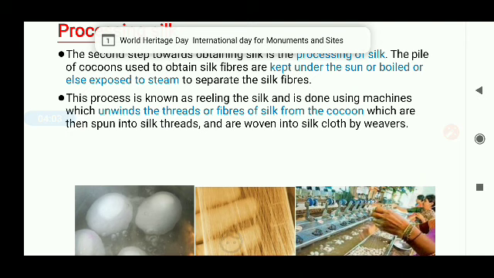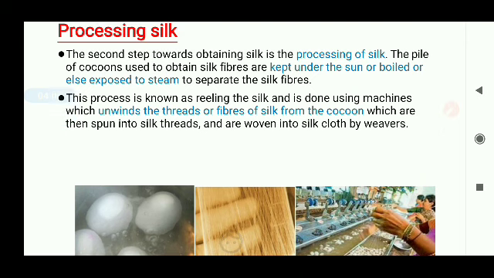In processing of silk, the pile of cocoons is used to obtain silk fibers. Here piles of cocoons means cocoons are used in large quantity, and they are either kept under the sun, boiled, or exposed to steam. In short, we want to heat those cocoons. Why? To separate the silk fibers from them.